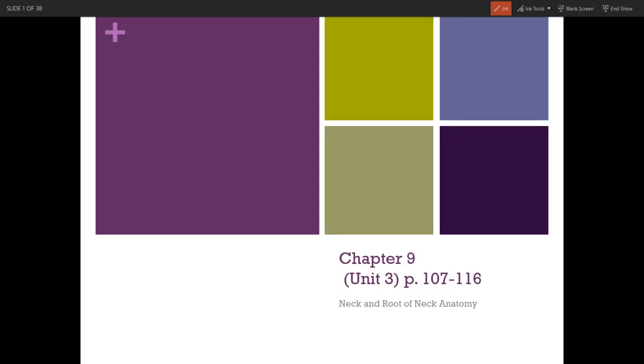Okay, Chapter 9. So we'll be starting Unit 3. Now, this will cover Chapter 9, 10, 11, and 12. So with Chapter 9 here, we are beginning the anatomy of the neck.